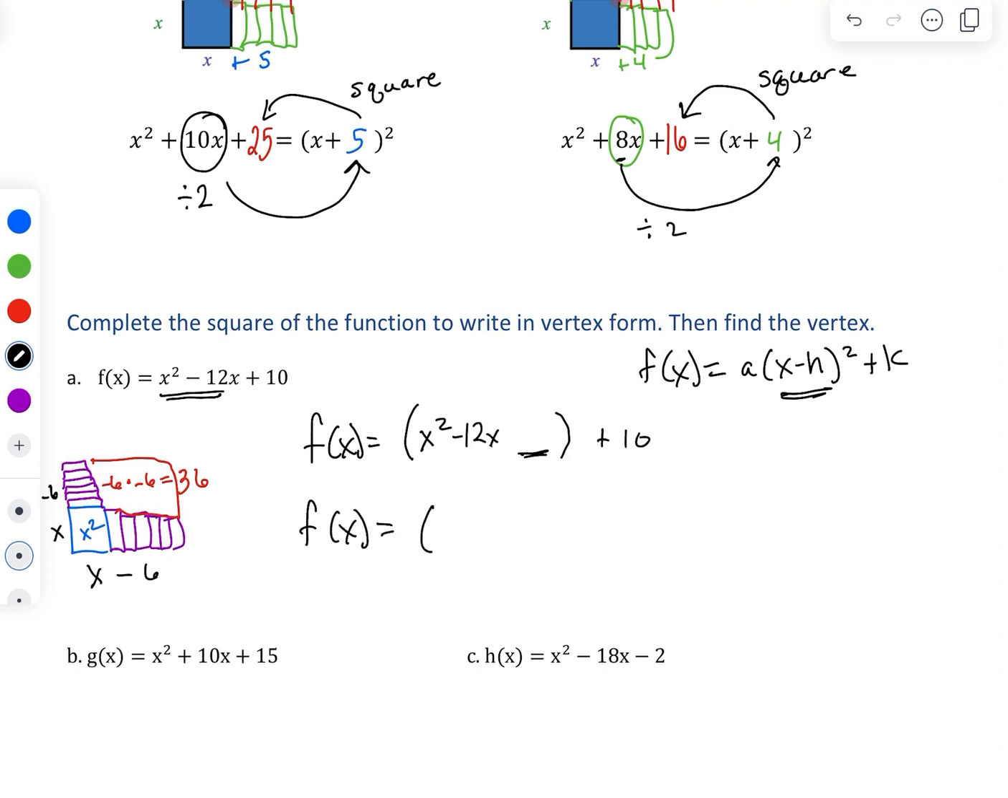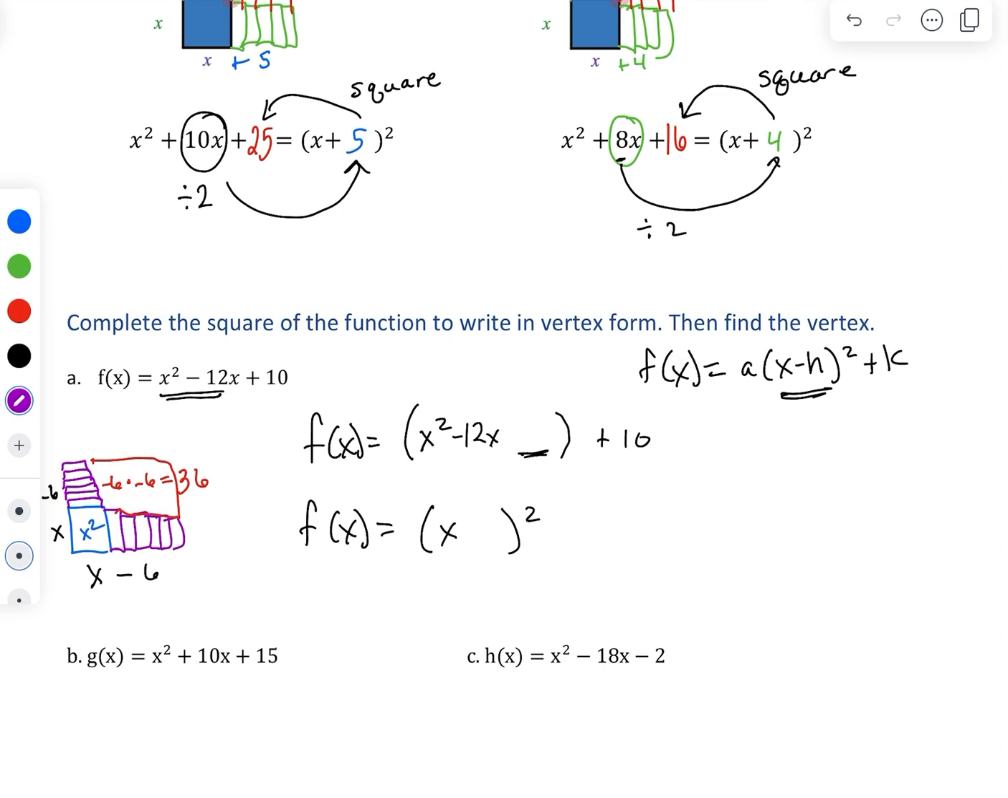Now when I do my work here, I know I'm going to have this perfect square. So it's going to be x minus or plus some number squared. So I set both of these structures up. I haven't changed the value of my equation at all. I'm just setting myself up for success.